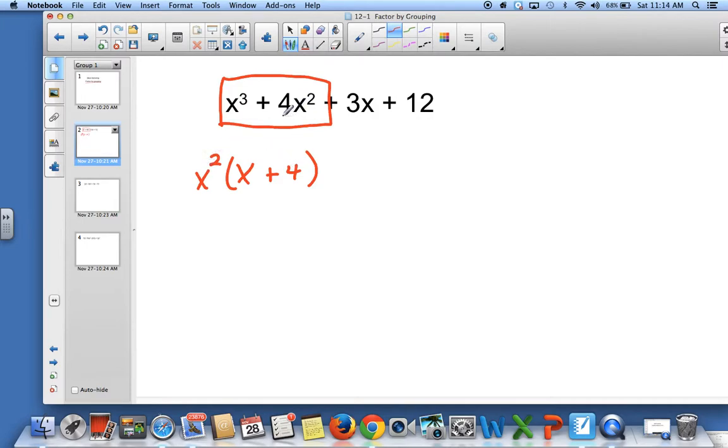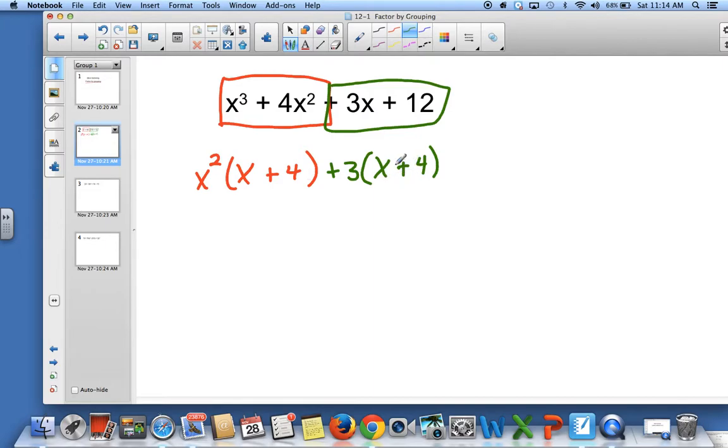So that part's fine. Then I'm going to look at this part over here and ask, what's a common factor here? That's going to be 3, positive, so I'm going to say plus 3, parentheses. If I take out a 3, I'm going to have x plus 4. And I look at this and say, this looks kind of peculiar. I have x plus 4 and x plus 4.